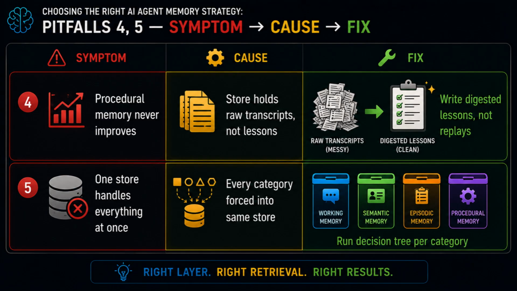Fifth, and most common of all, one single memory system ends up handling facts, history, and session state all at once, jammed together. The likely cause is that every category of information was forced through the exact same store instead of being classified separately from the start. The fix is running the decision tree per category and genuinely letting each one land on the layer it actually needs, even if that means running 3 or 4 different storage systems side by side inside the same agent. Predictable failures, predictable fixes, once you know exactly what to look for.